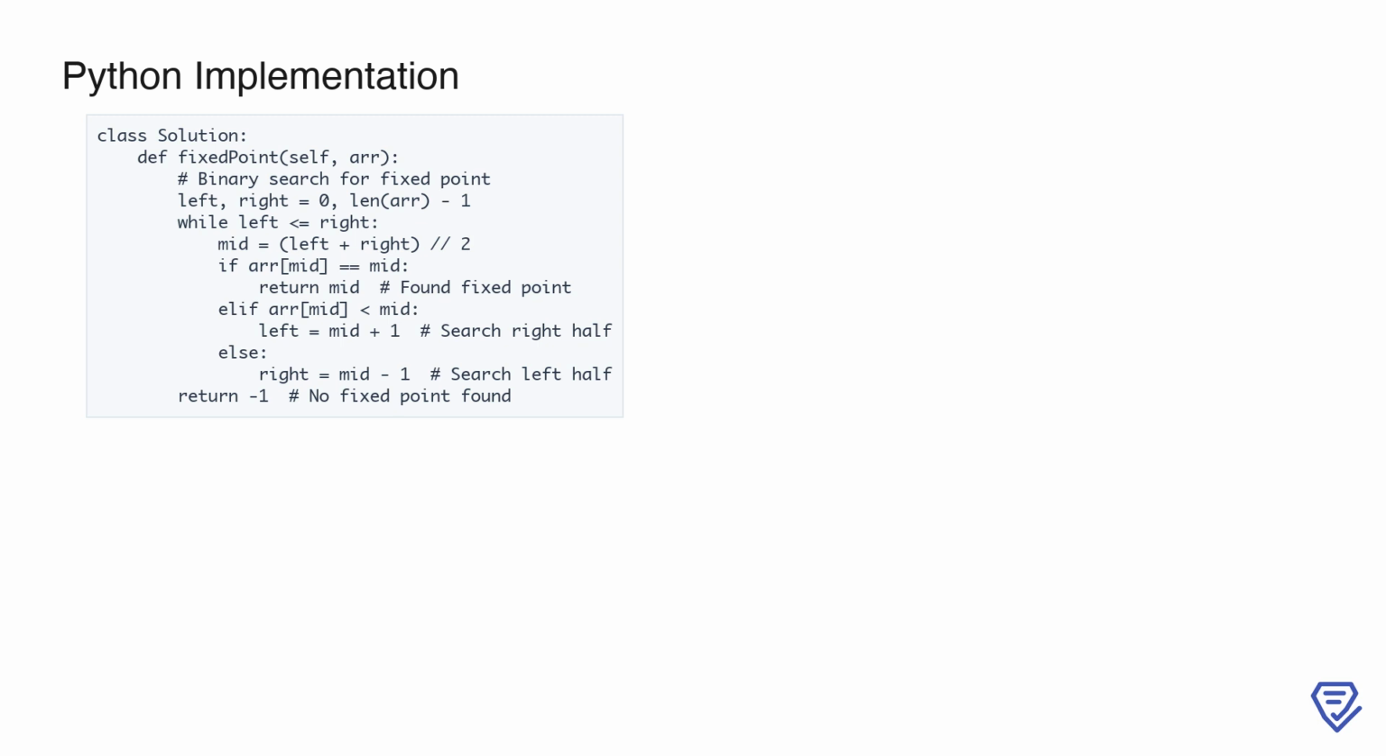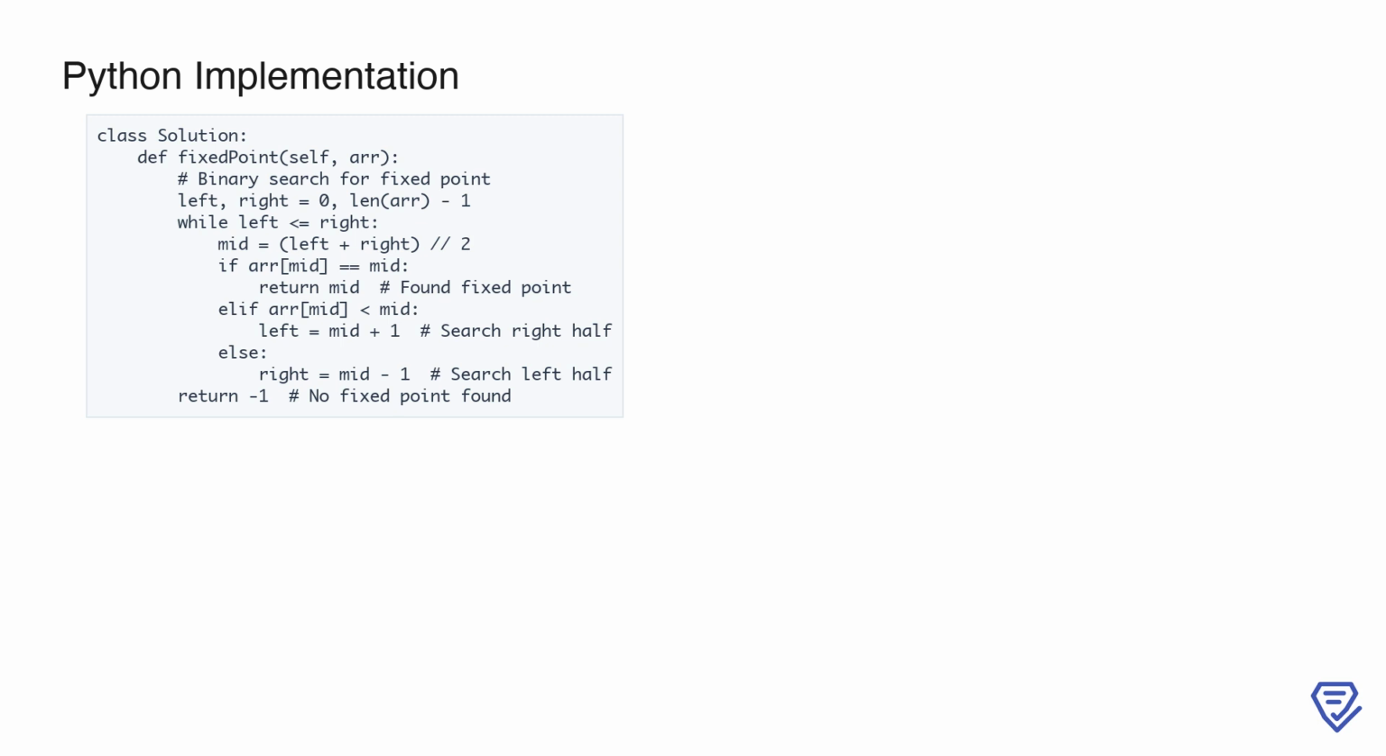1. Initialization. The method begins by defining two pointers, left and right, which represent the boundaries of the array. Initially, left is set to 0, the start of the array, and right is set to the last index of the array, len(ARR) - 1. 2. Binary search loop. A while loop runs as long as left is less than or equal to right. This ensures that the search continues until the range is exhausted.